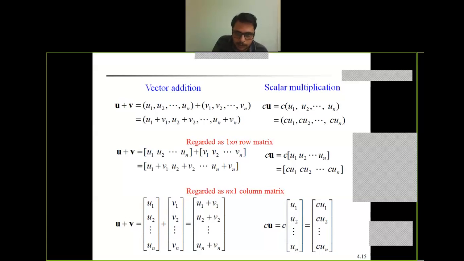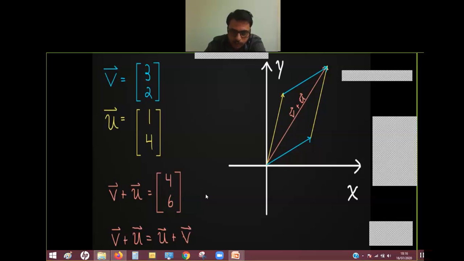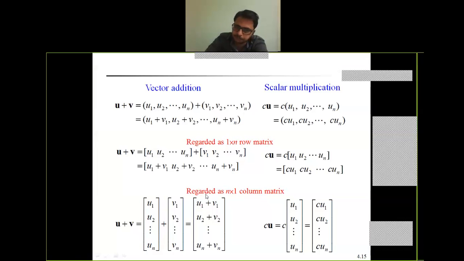Now, vector addition and scalar multiplication. Just now we have seen what vector addition and scalar multiplication are, but they were given in terms of row matrices and column matrices only. To visualize the geometry of vector addition and scalar multiplication, we will go to the next slides. The previous slide had nothing as such, only the operations applied on row and column matrices. This is a very basic and simple thing to understand.